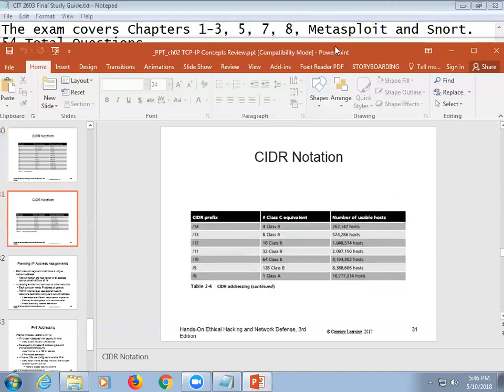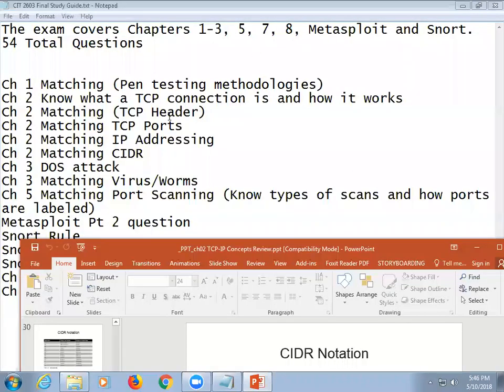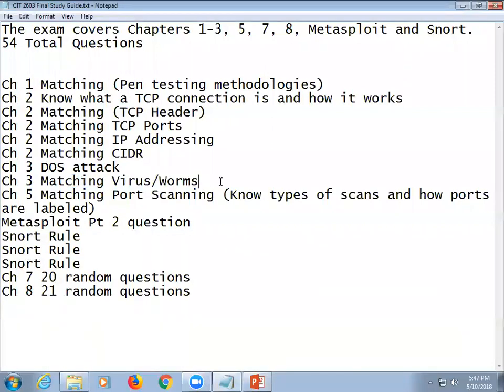All right. So we got headers, ports, IP addressing, CIDR, denial of service. You got matches based on viruses and worms. On that, you said there might be 3 definitions that match. Is it pick all that apply? What I have is viruses and worms, then I have the definitions. You can only pick one.